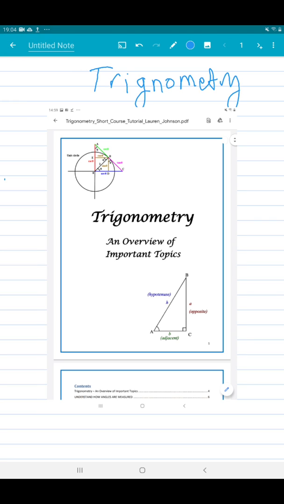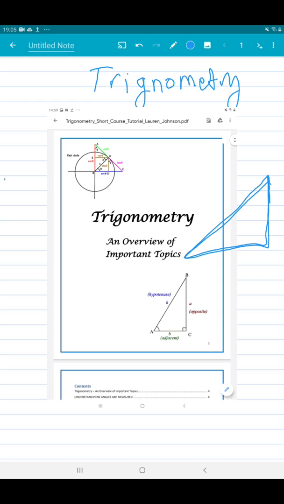Today we will start studying more and more about trigonometry. Trigonometry, as you know, is a branch of mathematics that focuses on the relationship between the sides and angles in any triangle.